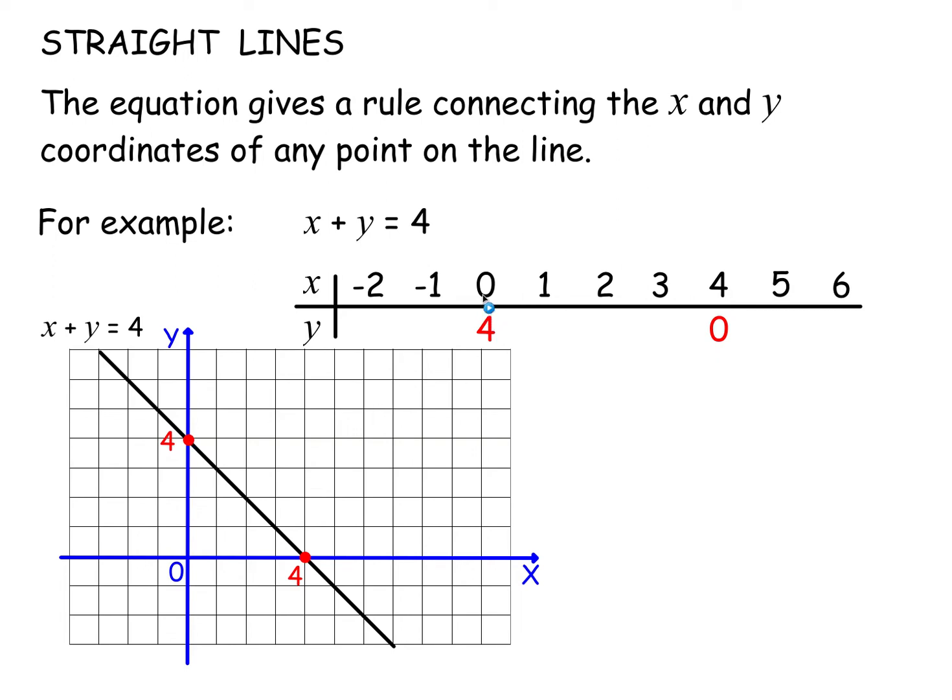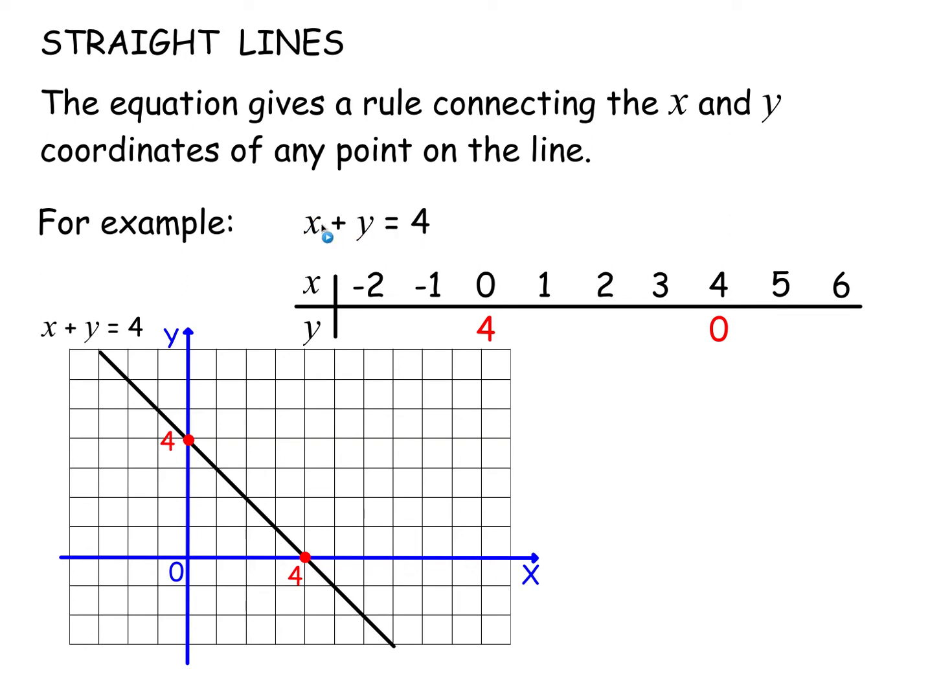It's easy to make x 0 and work out y, and make y 0 and work out x. So these are the key points, (0, 4) and (4, 0). Two points are needed to draw a line. That's enough to sketch the line x plus y equals 4. The line is the solution to this equation, x plus y equals 4.